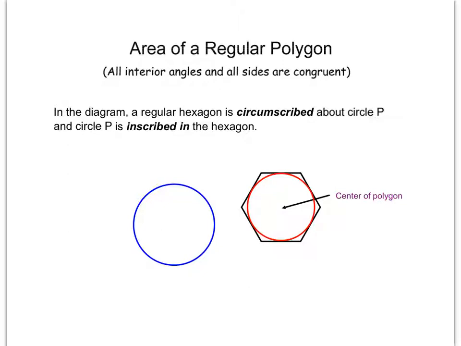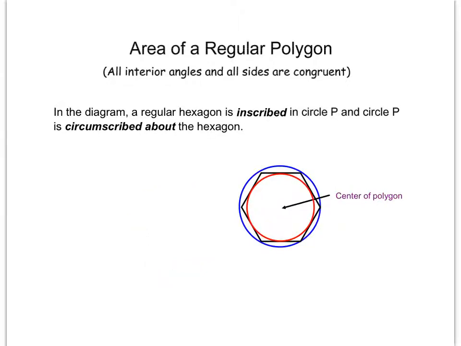In this picture right here, we now have a red circle. It's a little smaller than the blue circle, but the red circle is inside the hexagon. So the circle is inscribed in the hexagon, and the hexagon is outside of the circle, so it is circumscribed about the circle.